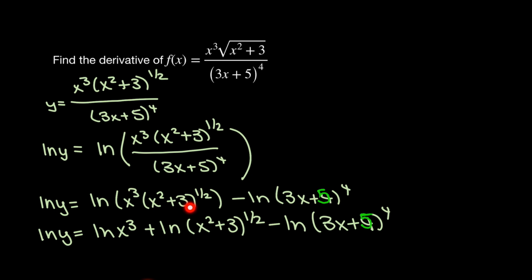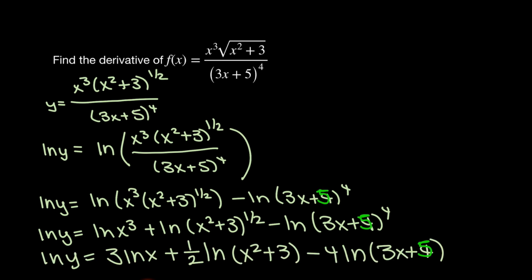Then this first term, log of the numerator, is a log of a product. So I can rewrite that as a sum of two logs. That becomes log of x to the third plus log of x squared plus 3 to the 1/2. So I've taken this expression and expanded it into a sum and difference of logs. Notice that anything that was in the numerator became a positive log. Anything that was in the denominator became a negative log.